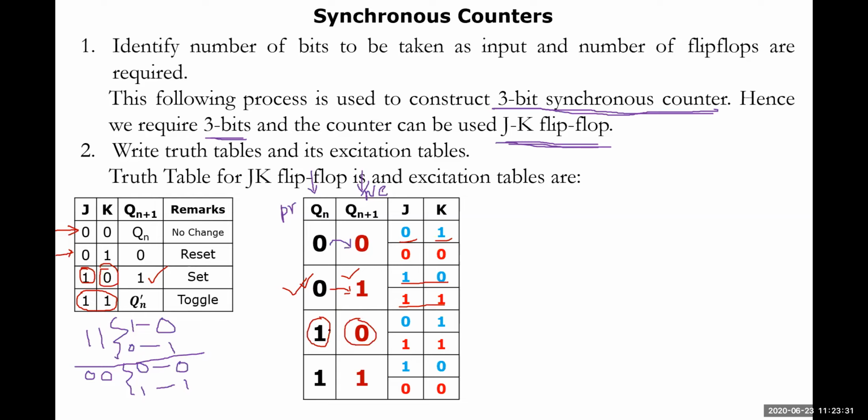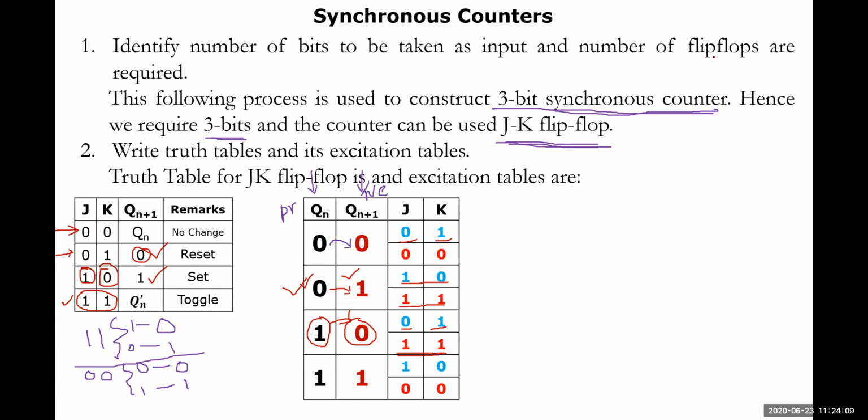What are the possible cases where the previous output is 1 and the next output is 0? Look at this, 1, 0. If J equal to 0 and K equal to 1, then you could get the next state output as 0. Yes, it got transformed like this. Otherwise, one more possibility: the previous 1 could be complemented or toggled. When toggled, J will be equal to 1 and K will be equal to 1. So we get these two cases.